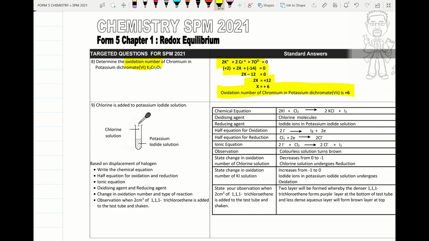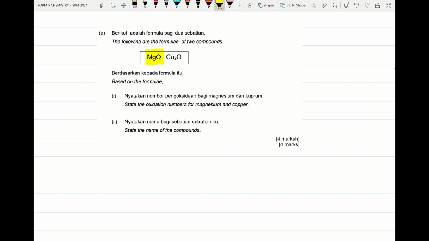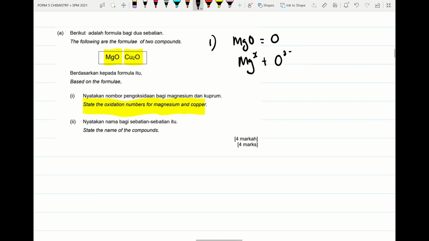So how to answer here? We try to do one question. Look at this question: they give two compounds and want us to state the oxidation number of magnesium and copper. How to find it? For magnesium oxide, the sum should be 0. I don't know the oxidation number of magnesium, so I make it X, plus the oxide ion, which is negative 2. The total is 0, so X minus 2 equals 0, and X is positive 2.